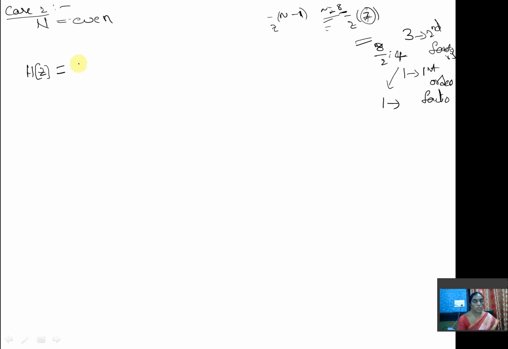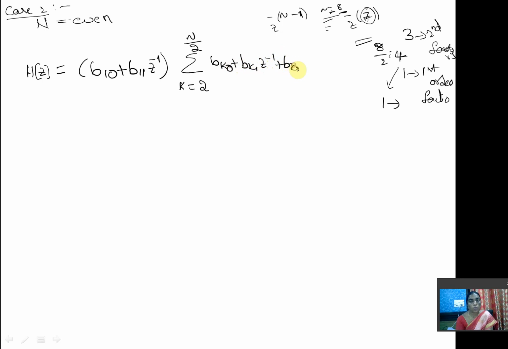So now the first single order factor, let it be b10, b11 z power minus 1, right? Remaining are all second order factors. How many here? From 2 to n by 2. bk0, bk1 z power minus 1, bk2 z power minus 2. Okay, right? So in this way, we decompose our H of z like this.